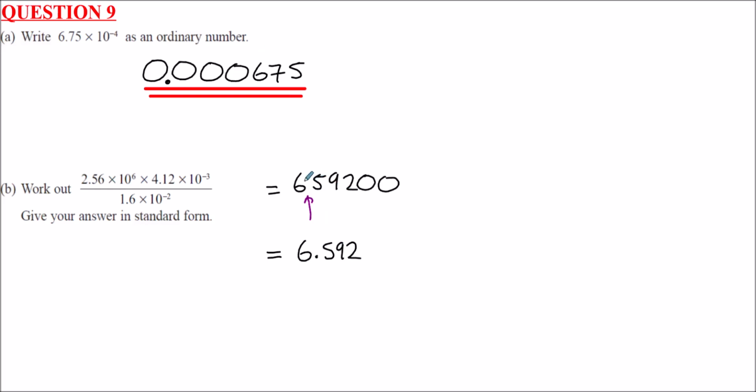So then we count how many digits are in between where the decimal needs to be and where it actually is. In the number 659,200, the actual decimal is at the end there. So how many digits in between? We've got 1, 2, 3, 4, 5. Therefore, it's going to be 6.592 multiplied by 10 to the power 5. It's a calculator paper though, so you'd be maybe a bit foolhardy not to just double check that.